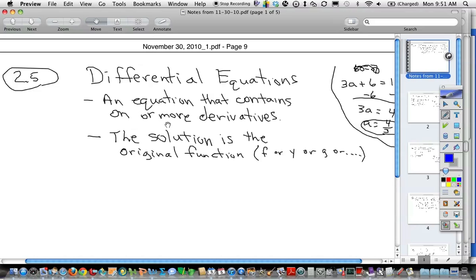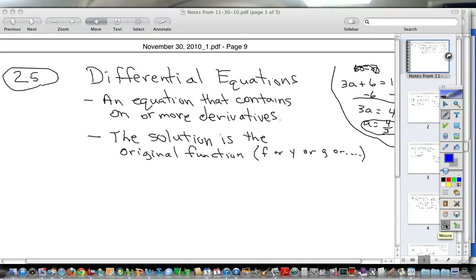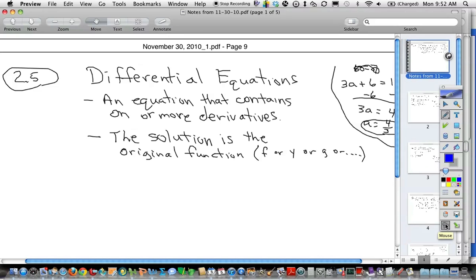Differential equation: an equation that contains one or more derivatives. In other words, we had a y prime and a y double prime in it or whatever. The solution to a differential equation is the original function, f equals or y equals.